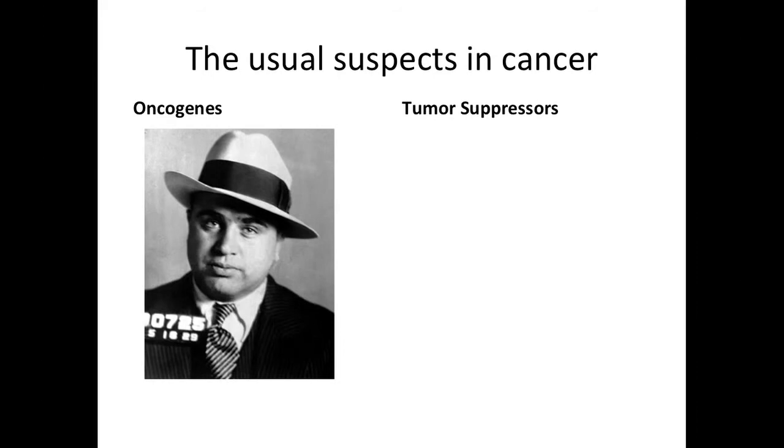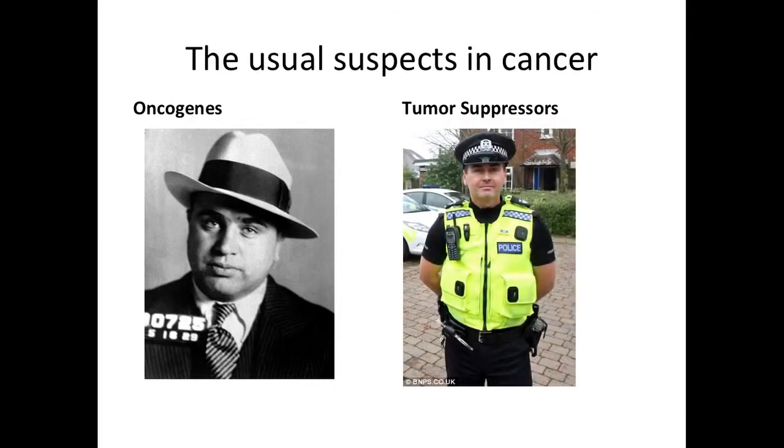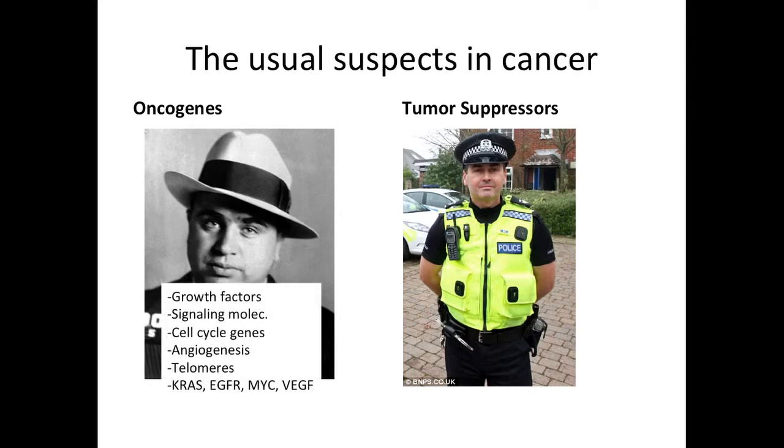Obviously you have oncogenes. You can consider these as kind of the criminals of cancer, right? And tumor suppressors, which are like the police department in your cell. Every biological condition is kind of a balance between two forces, one going one way and one going the other. And it's that balance that determines what your biological system is going to do. And again, oncogenes: growth factors, signaling molecules, especially cell cycle genes, cell progression.